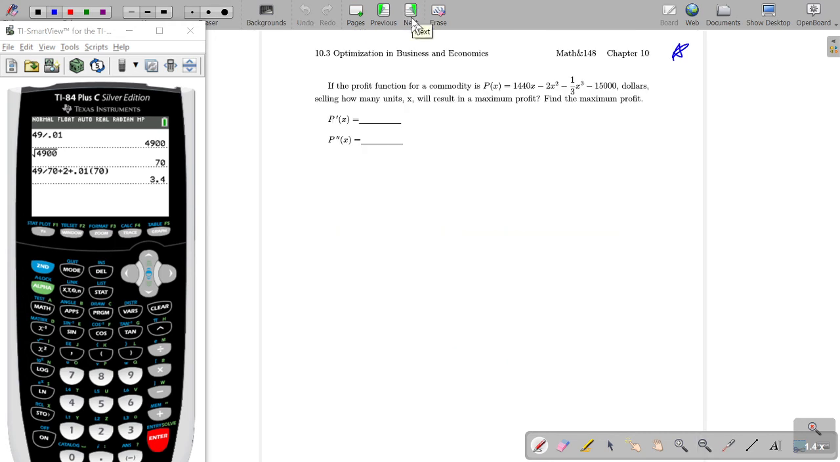So try this one. Again, pause the video, take the first and second derivative, do all the work, then come back and watch how it's done.